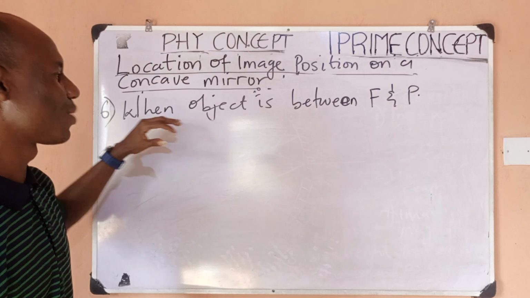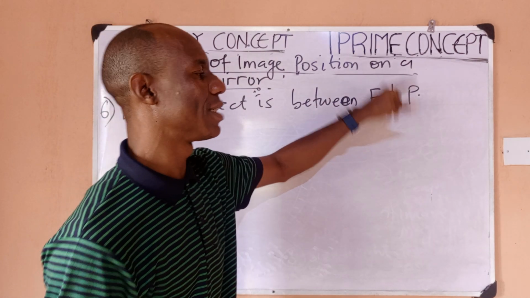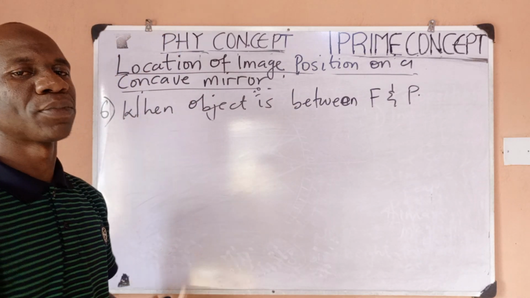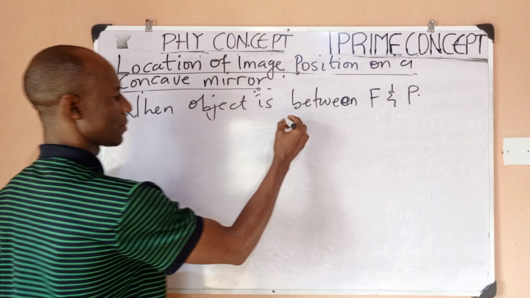Now we'll be looking at when the object is placed between our focal point and the pole of our mirror, where would the image be formed and what will be the properties of this image that is formed. Now let's quickly look at this.